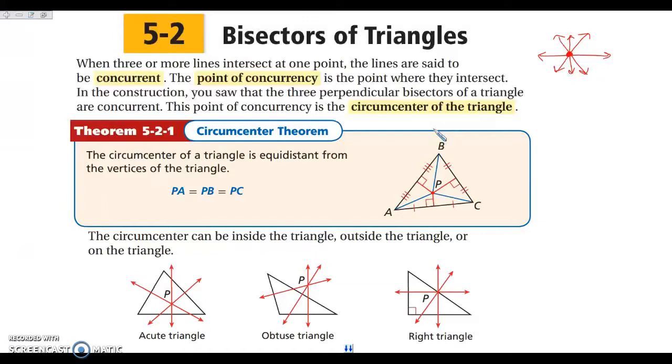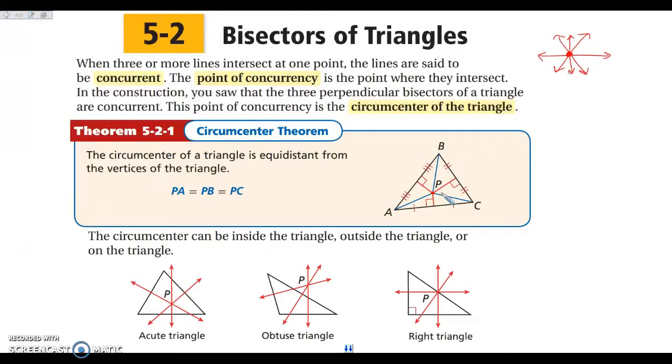Now, our theorem is that the distance from the circumcenter to each vertex, which is these blue lines, are all going to be congruent. Okay, so your red lines are your perpendicular bisectors. Your blue lines are the distance to each angle, and those will be the same.